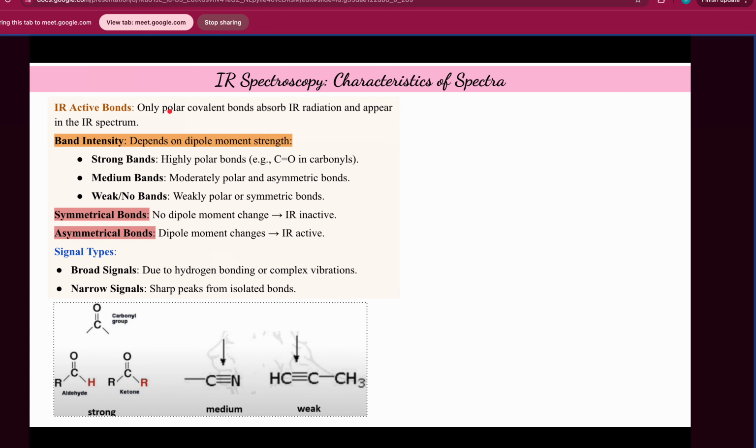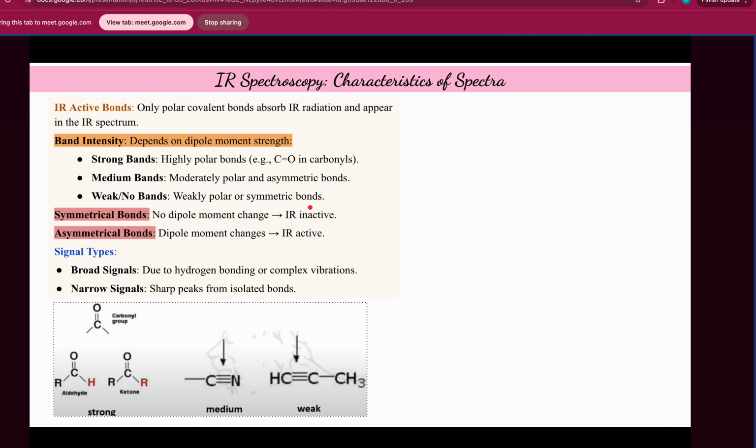Now we will talk about the IR active bonds, because only if a molecule has IR active bonds will we be able to get that spectrum. Only the polar covalent bonds absorb the IR radiation and appear in the IR spectrum. So this is one of the conditions, that there should be a polar covalent bond. Band intensity depends on the dipole moment strength. A strong band will appear only if there are highly polar bonds such as carbonyls. Medium bands are observed for moderately polar and asymmetric bonds, whereas weak or no bands are seen for compounds which have weakly polar or symmetric bonds.